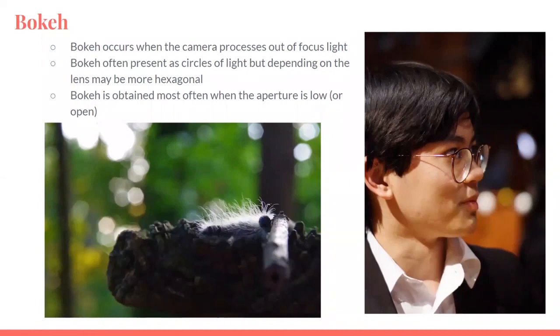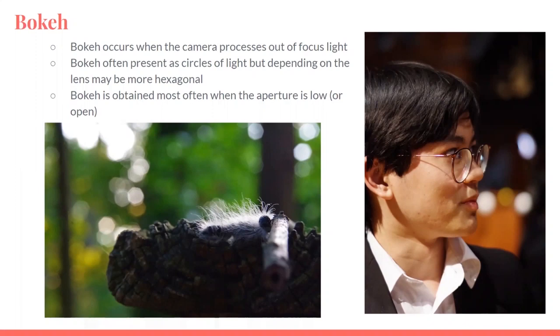So bokeh is obtained when the aperture is low or open, because if the aperture is more open, the depth of field is shorter, and then there's more light in the background that is out of focus. So if you have your aperture really closed or at a really high number value, then you're not going to have much out of focus light, so it's not likely that you're going to get bokeh. I find most often I get bokeh in scenarios with things like leaves and light coming in through trees, which is a really common way.